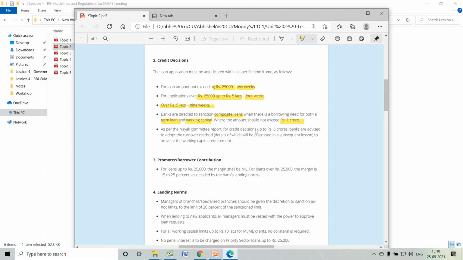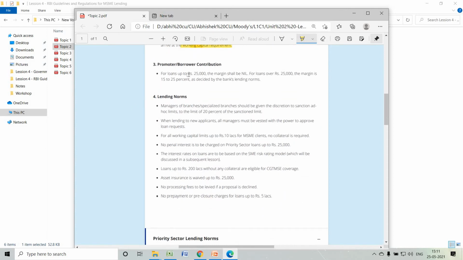Now, as per Nayak committee report, for credit decisions of up to rupees 5 crore, banks are advised to adopt the turnover method, details of which will be discussed in the subsequent lesson. We have already studied the turnover method in our credit analysis and banking advances subject, where under the turnover method, 20% of the turnover, 20% of the sales, is given in the form of working capital limit to arrive at the working capital requirement. So how is working capital requirement determined up to 5 crore? This is very important. For loan up to 5 crore, the turnover method is used, which says 20% of the sales turnover is considered as the working capital requirement.